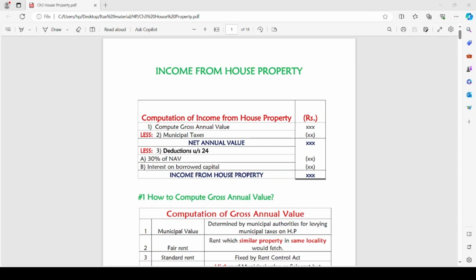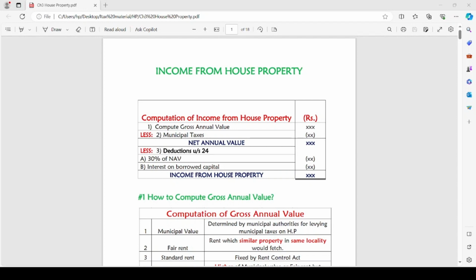There should be a house property and the assessee should be owner of that house property, and the income which is generated from the house property will be in the form of rent. So if the property is let out for rent, the rental income will be generated and annual value of the property will be established.